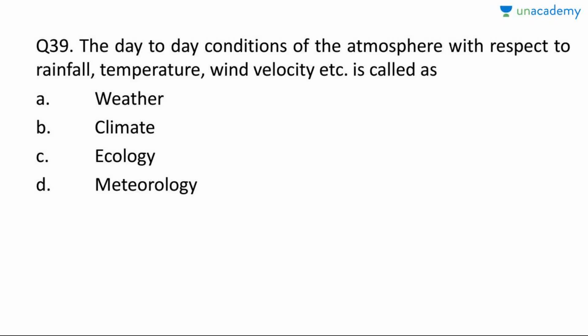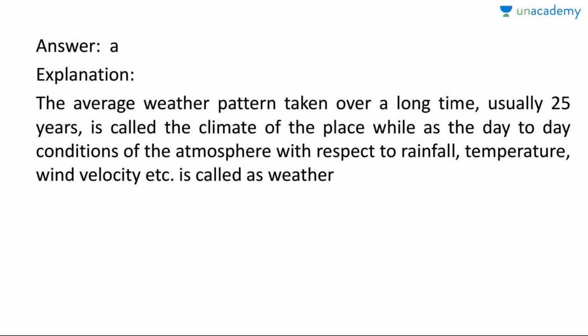The day-to-day conditions of the atmosphere with respect to rainfall, temperature, wind velocity are called weather, while the long-term thing is called climate. So the answer here is A. The average weather pattern taken over a long time, usually 25 years, is called the climate of the place, while the day-to-day condition of the atmosphere with respect to rainfall, temperature, wind velocity, etc., is called weather.